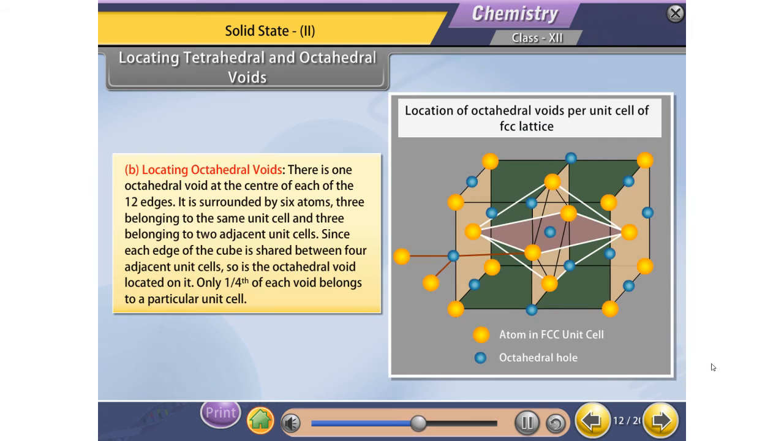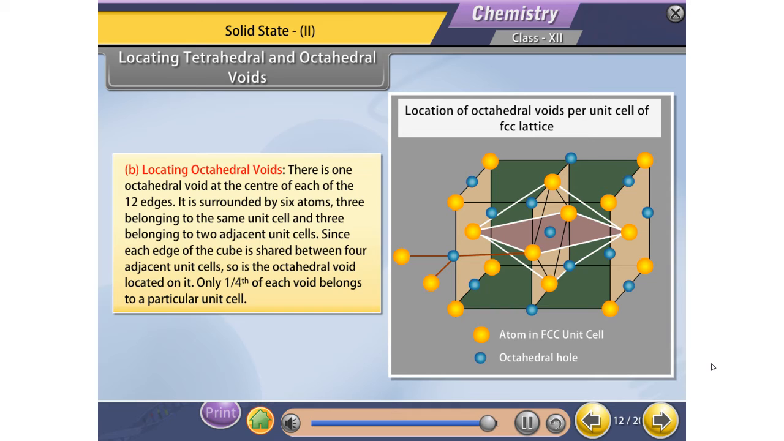Locating octahedral voids. There is 1 octahedral void at the center of each of the 12 edges. It is surrounded by 6 atoms, 3 belonging to the same unit cell and 3 belonging to 2 adjacent unit cells. Since each edge of the cube is shared between 4 adjacent unit cells, so is the octahedral void located on it.